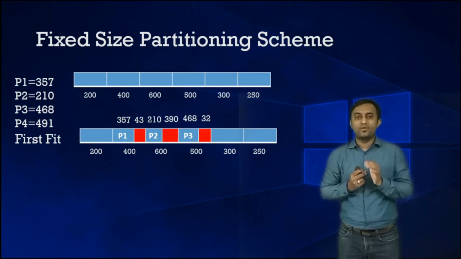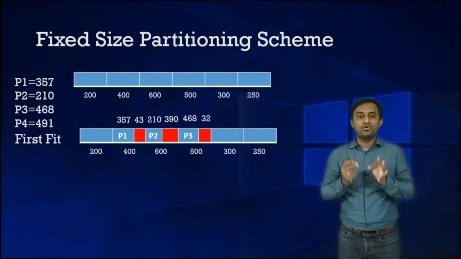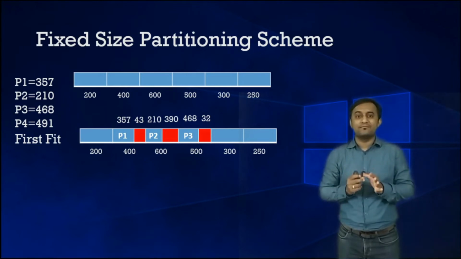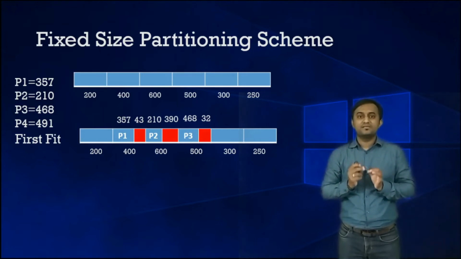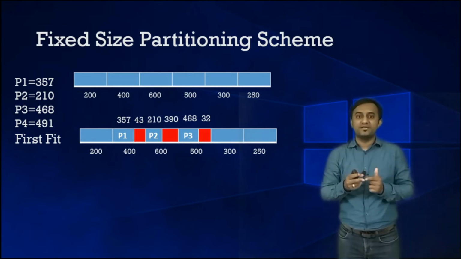Now, once P1 is accommodated, what is the remaining size of that particular block or partition? 400 minus 357 is equal to 43. Because it is a fixed size partitioning scheme, the 43 would be wasted. That's why I have denoted that 43 KB space in red color, meaning this space cannot be further utilized. It is wasted, so that 43 is nothing but internal fragmentation. Clear?